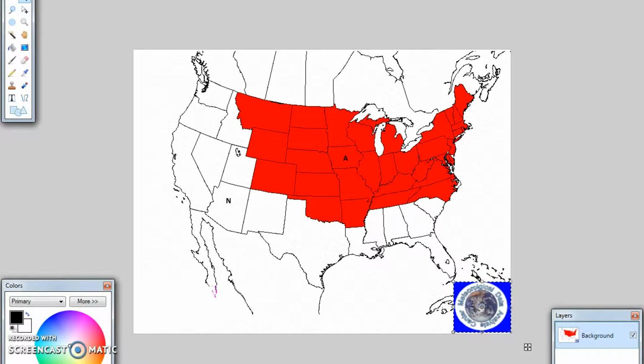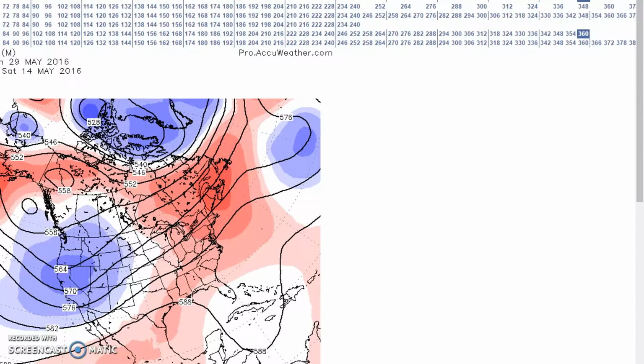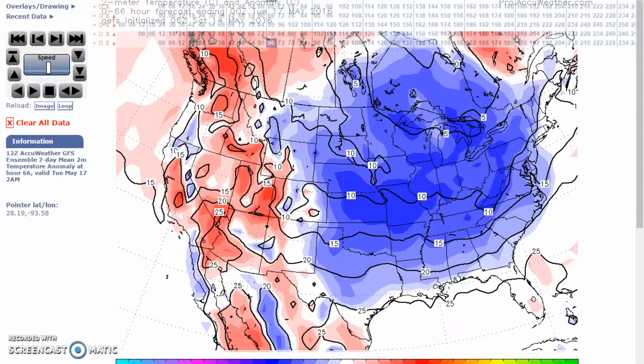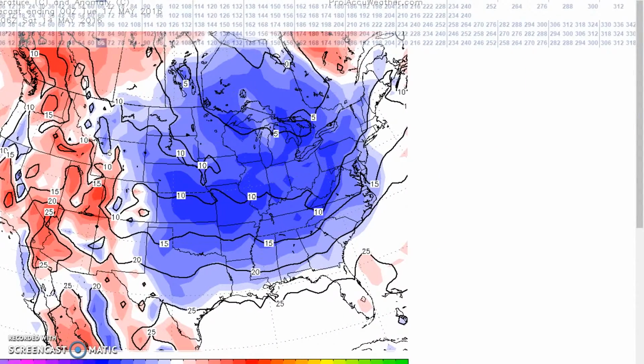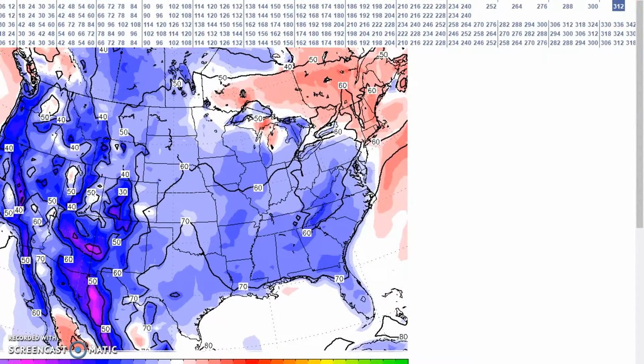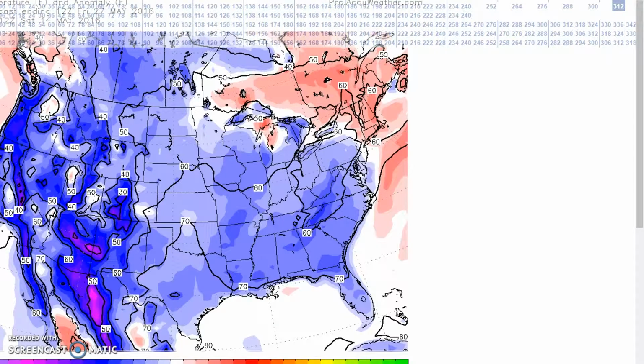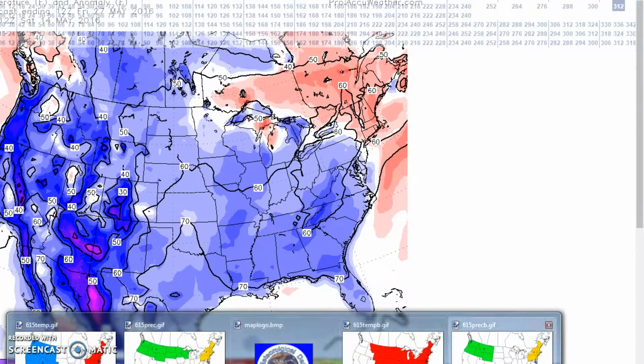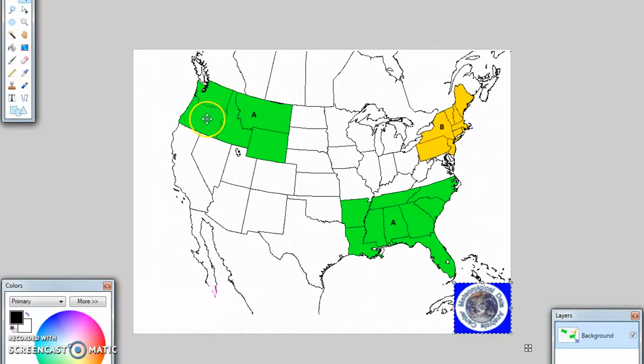I want you to look at the GFS temperature forecast. It's generally forecasting above normal temperatures across much of the nation. For precipitation, I am forecasting above normal precipitation from the lower Mississippi Valley to the Atlantic coast, and for the northeast and the northern mid-Atlantic.